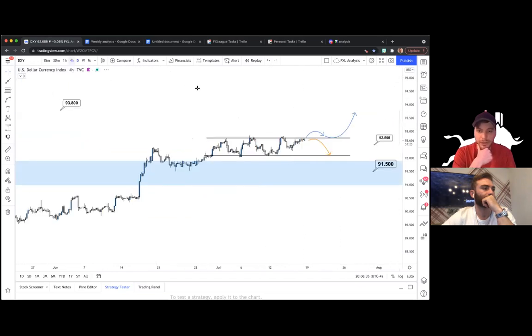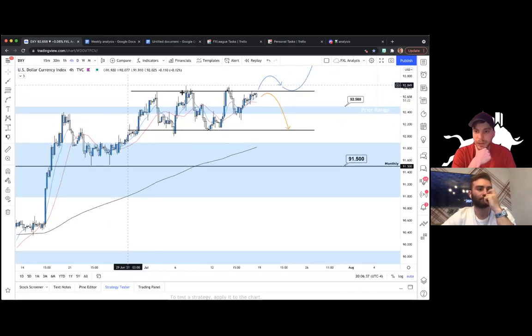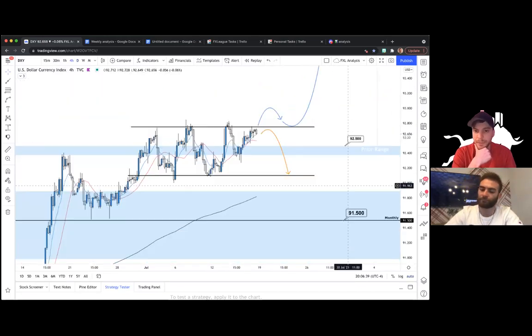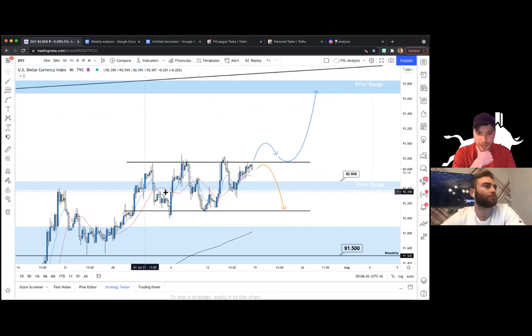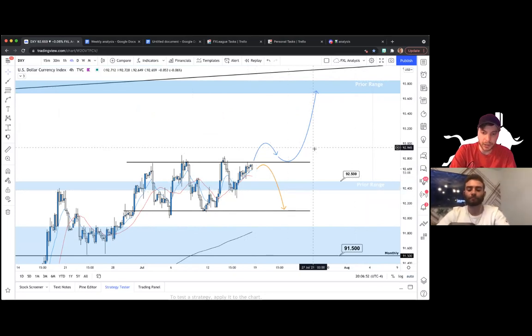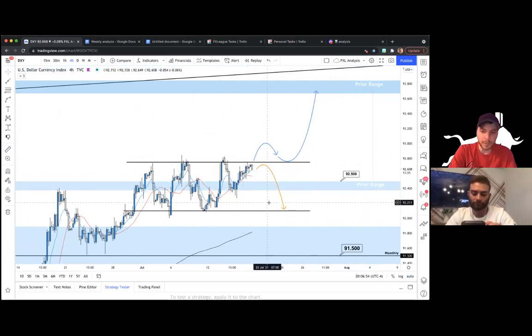Let's go to the 4-hour, get a closer look, and see what's going on. Here's that range I was talking about, right? We've been stuck in this range for a little while, and this is the area we're looking to get into, but we're not quite there yet. Yes, we're breaking into this zone, but we've yet to see a higher low. Ideally, we want to see a bullish break of the range, a retest, and some higher lows, and then we'll make our way towards the upside here.